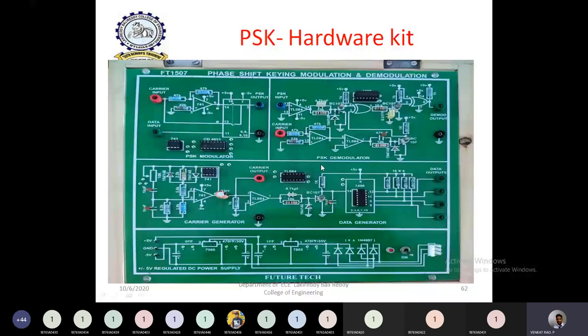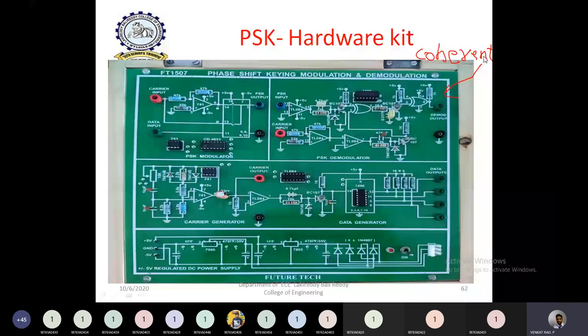In this demodulation circuit, as we already said in the theoretical analysis, in PSK demodulation we generally use coherent detection. All of you carefully observe this, and you should remember this also. The type of demodulation used for PSK must be coherent detection.